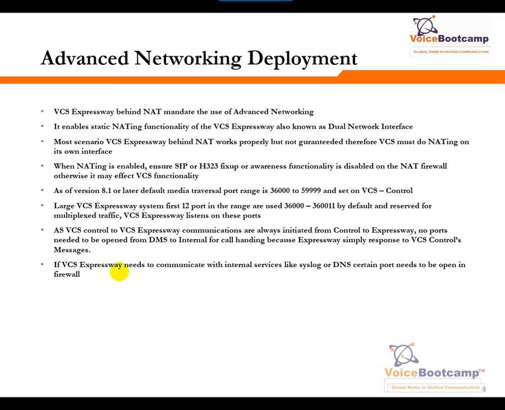Now, again, remember the VCS control or Expressway C will communicate with VCS Expressway E, or initiate a communication to the Expressway Edge E. Because of that, there is no port needed to be open on a DMZ or back to the internal network, because internal traffic is initiated out to the outside. So inside to outside traffic is automatically allowed. Well, in most scenarios it is allowed within the firewall.